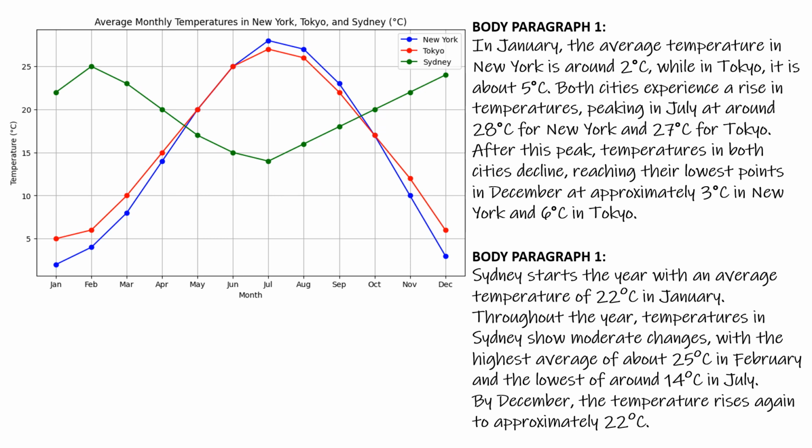Sydney starts the year with an average temperature of 22 degrees Celsius in January. Throughout the year, temperatures in Sydney show moderate changes, with the highest average of about 25 degrees Celsius in February and the lowest of around 14 degrees Celsius in July. By December, the temperature rises again to approximately 22 degrees Celsius.